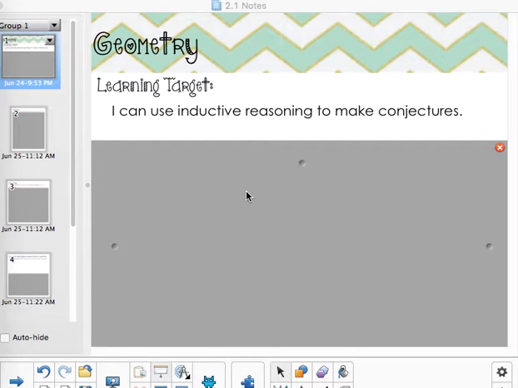Chapter 2. This is the second of 13 chapters that we will do in this course. Chapter 2 marks our start in the world of logic. This entire course actually features a lot about logic, and it forces you to really think about things a little bit differently. In 2.1, we're going to be focusing on inductive reasoning.